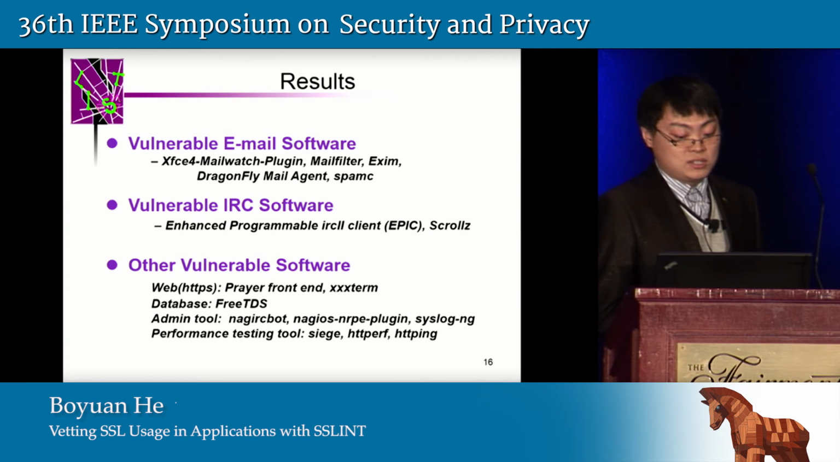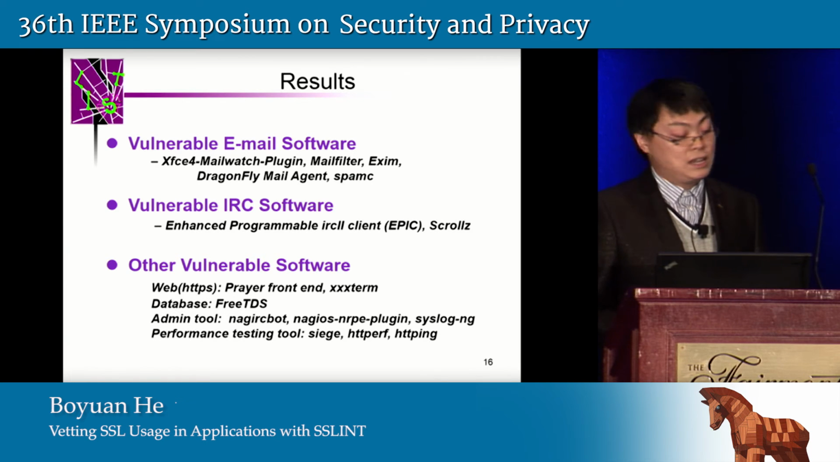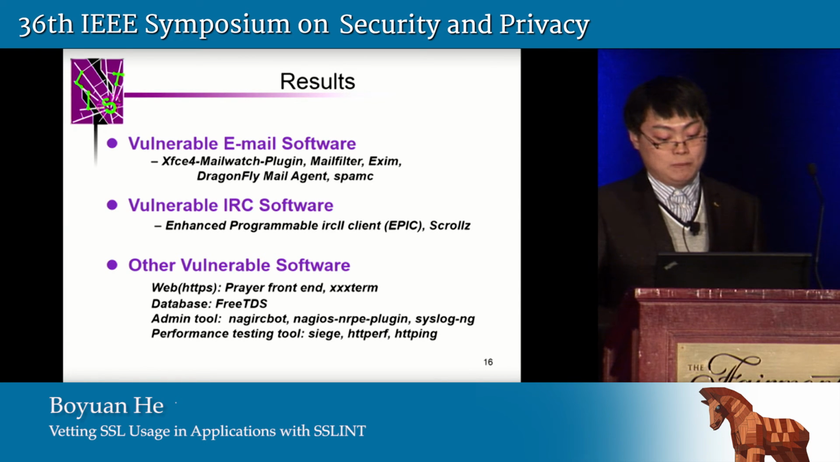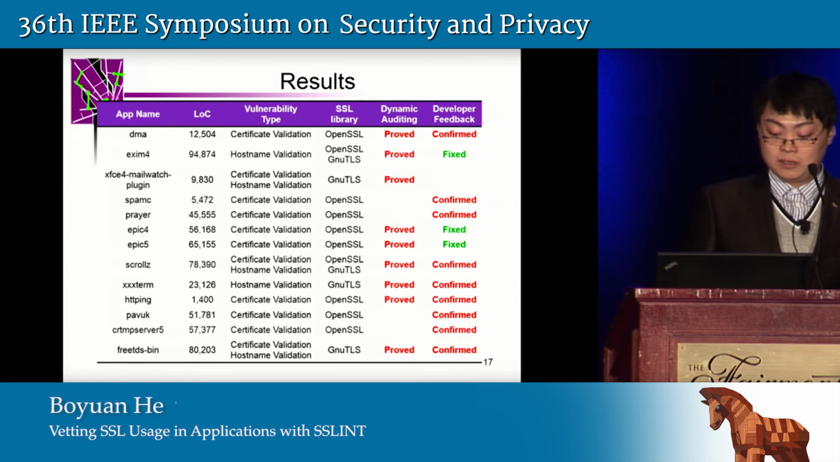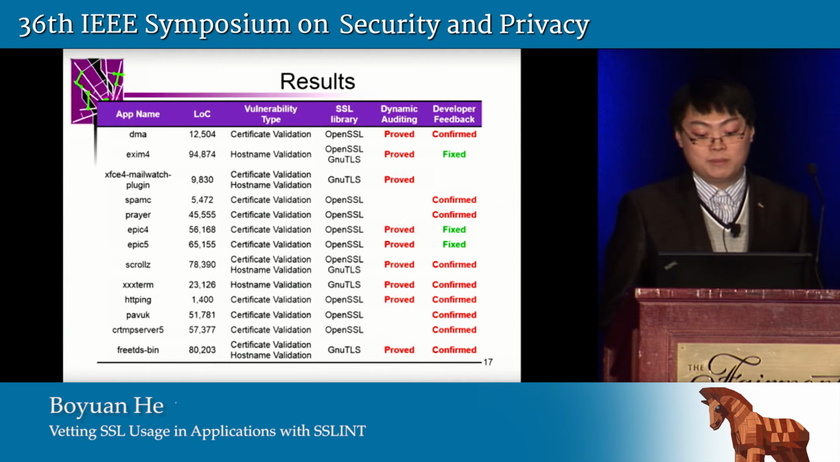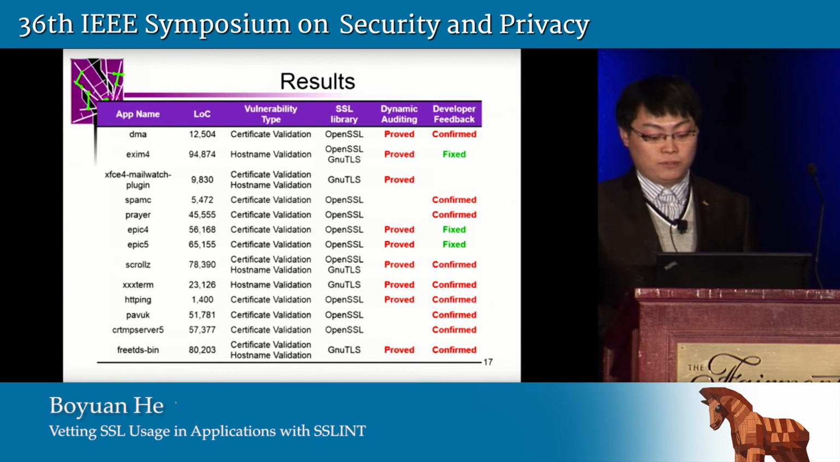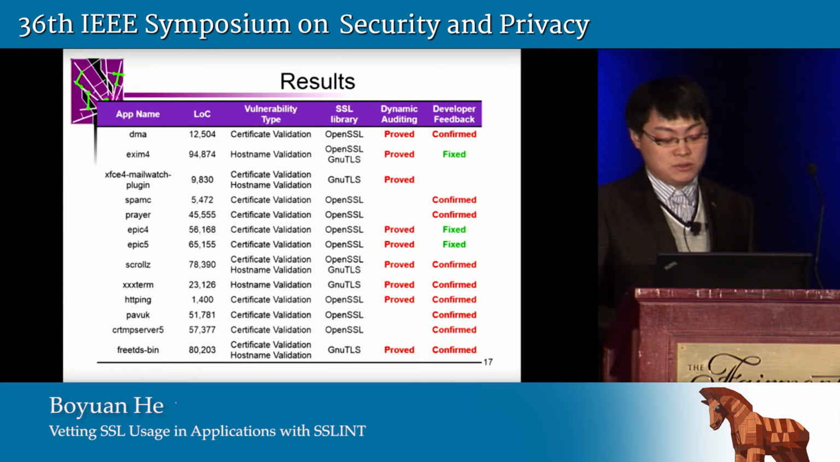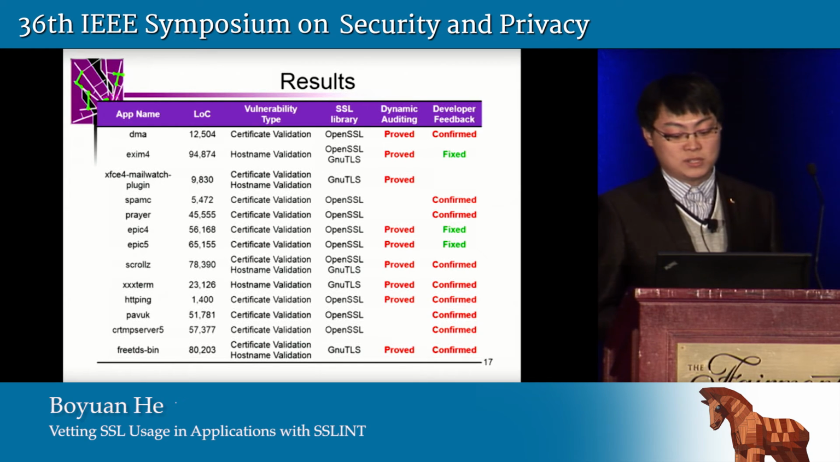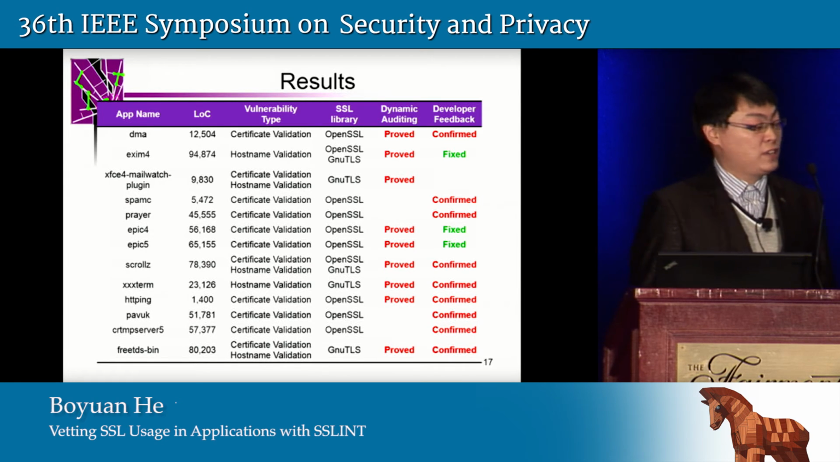And these vulnerabilities can lead to serious consequences such as privacy leakage and privilege escalation, and may cause great trouble for users. And here the table shows our measurement result in detail. As you can see, the size of the code for each vulnerable app is between a few thousand lines to more than 100,000 lines. 14 of the vulnerabilities are either confirmed or fixed by developers.